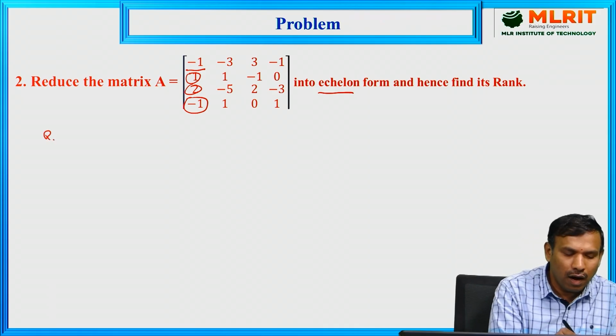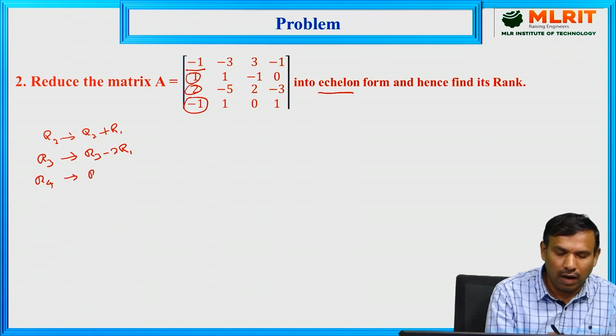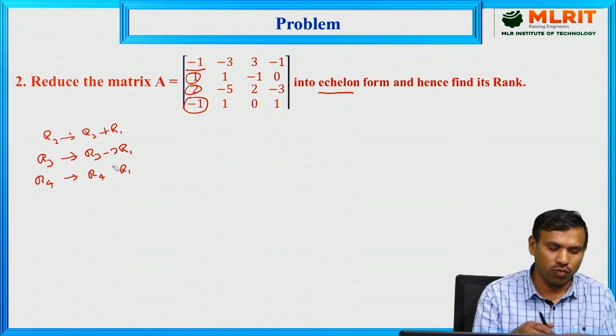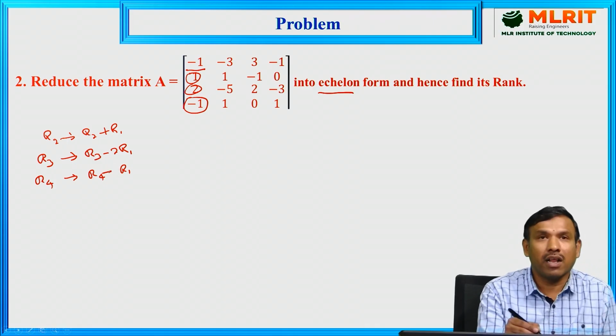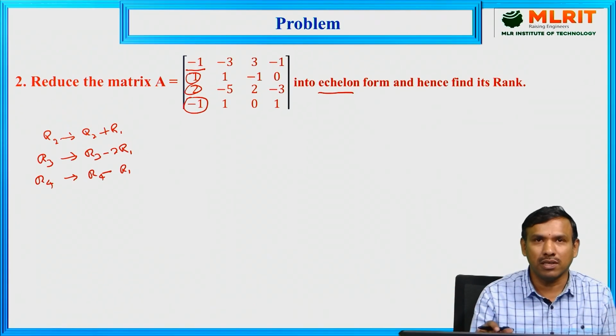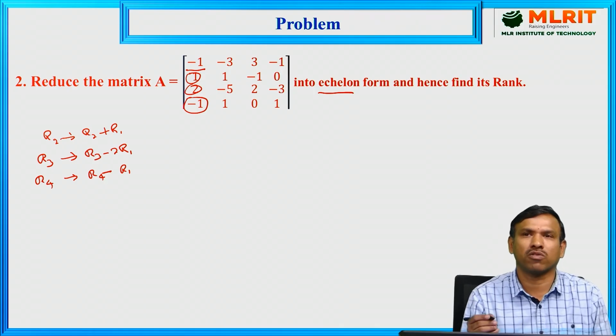So similarly, I am writing R2 implies R2 plus R1. Why? Because R1 is minus 1, plus 1, 0. R3 element is 2, so multiply the first row with 2: 2 R1. 2 minus 2, 0. Then R4 implies R4 minus R1. Why? Because this is a minus 1, so it should be subtracted: minus of minus 1 plus 1. Same elements are there, subtract. Same signs are there, subtract. Suppose opposite signs are there, then add it. Same sign, minus 2, minus 2 should be subtracted. Minus 2 plus 2 should be added. Like that.